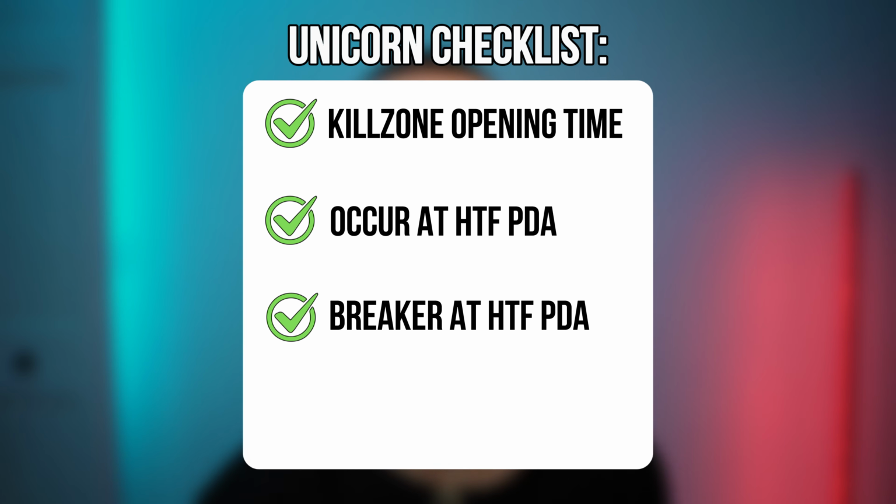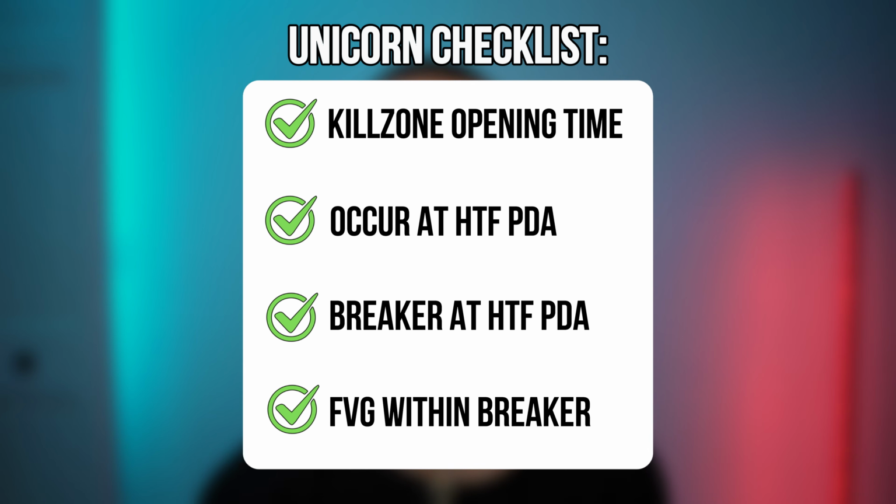There must be a breaker block that forms at that higher time frame PD array, and then there must be a fair value gap that forms within that breaker block. It must meet all 4 of those requirements for it to be a valid unicorn setup. With that being said, let's hop over to the charts right now, and I will show you guys some personal trades that I took just this last week using the unicorn entry model.